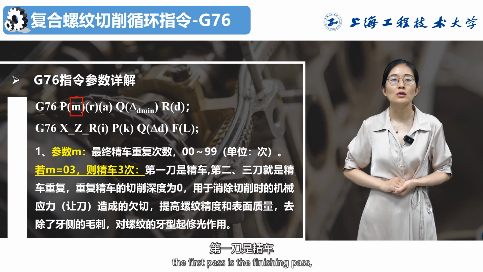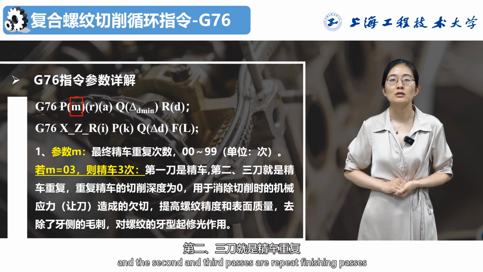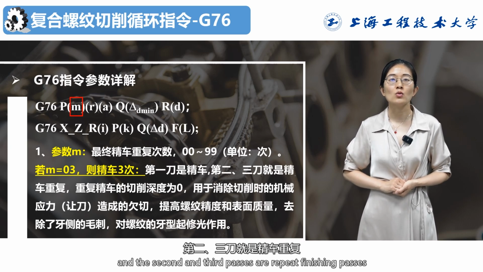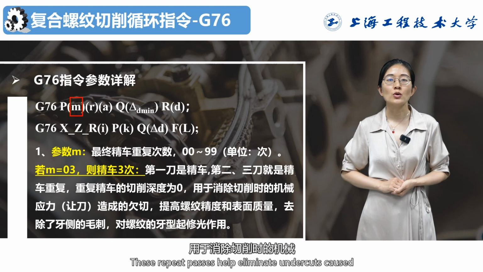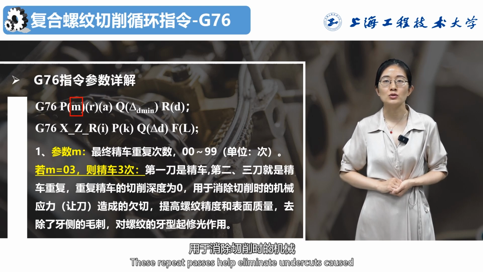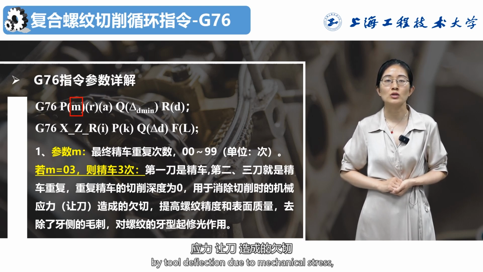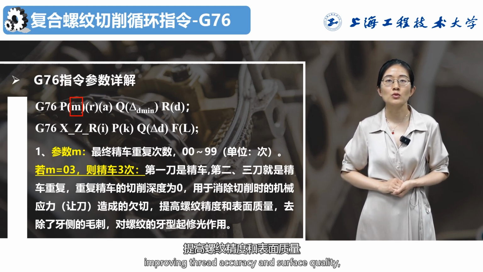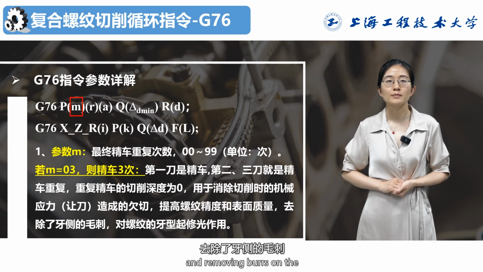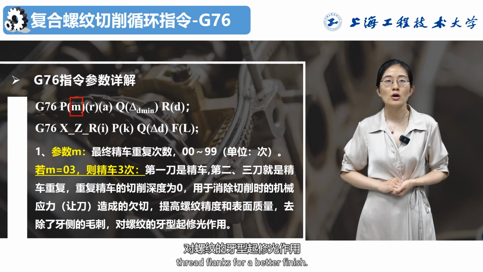The first pass is the finishing pass, and the second and third passes are repeat finishing passes, with a cutting depth of 0. These repeat passes help eliminate undercuts caused by tool deflection due to mechanical stress, improving thread accuracy and surface quality, and removing burrs on the thread flanks for better finish.